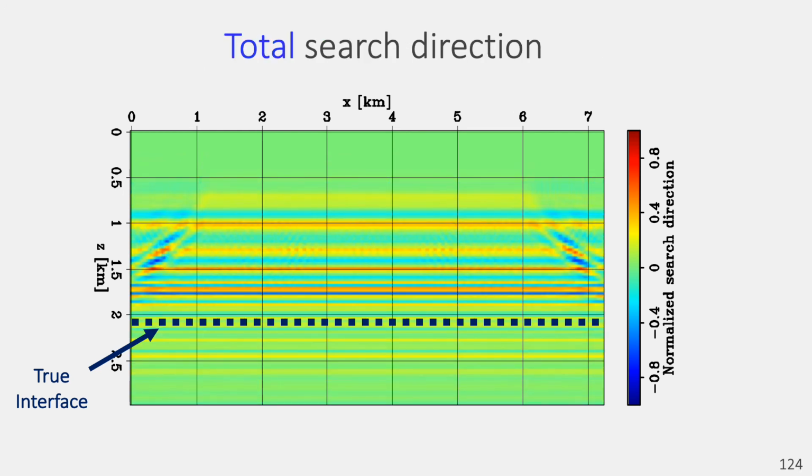Now, when we sum the borne and tomographic search direction, we obtain the first total FWME search direction shown in this figure. And unfortunately, even though the tomographic search direction seemed to be very accurate and very promising, the amplitude of the borne search direction dominates.